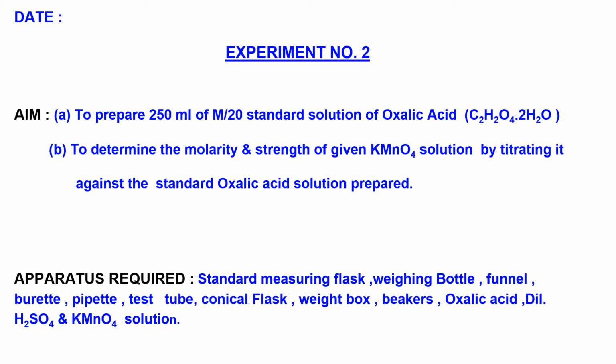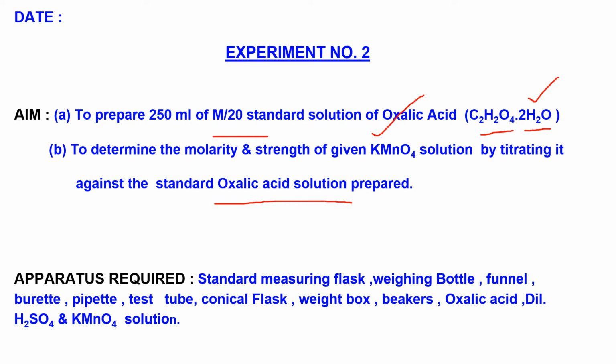Now the aim of the experiment will be to prepare 250 ml of 1 by 20 standard solution of oxalic acid, which is C2H2O4.2H2O. So be very careful about this water of crystallization in the formula, because we have to include these 36 grams in calculating the molar mass. And now to determine the molarity and strength of the given KMnO4 solution, the B part of the aim, by titrating it against the standard solution that you have prepared in part A.